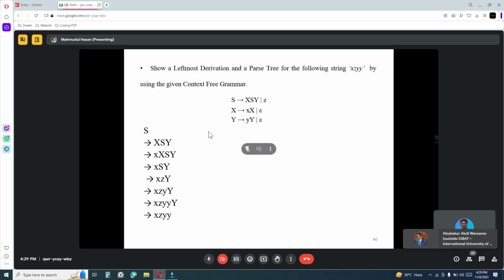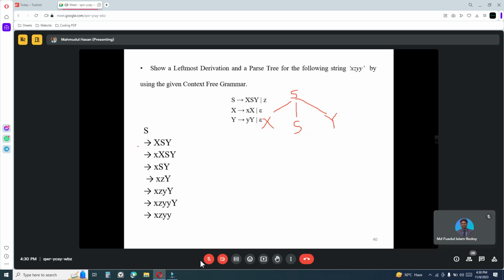Okay. So now I am just trying to draw the parts. At first, from S to everyone, careful, X, S and Y at first. If you write the derivation, it is very easy to draw the parts.